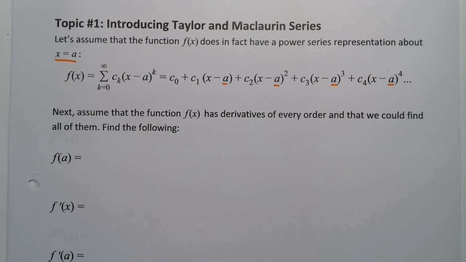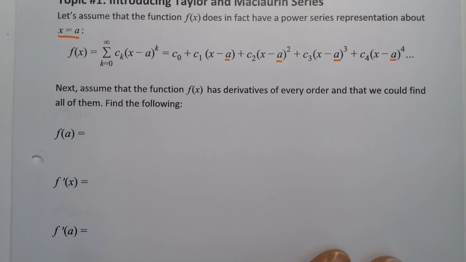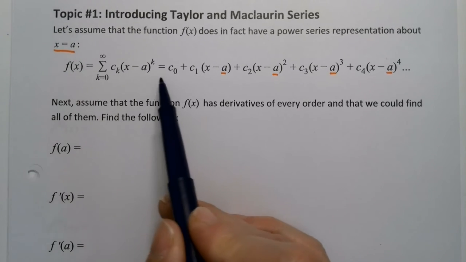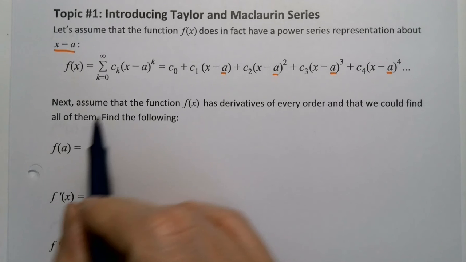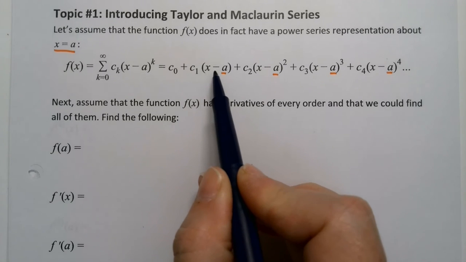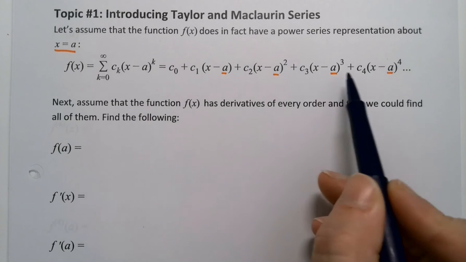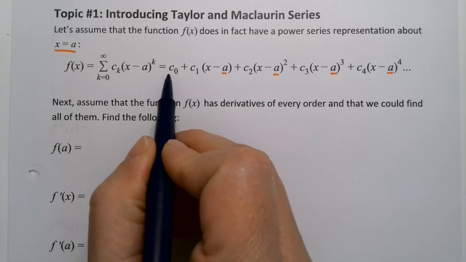All right, next assume that the function f of x has derivatives of every order, that we could find all of them. So for example, let's start off with the first one. f of a would mean that we put a into this function. If you put a in everywhere, this term is going to disappear because a minus a is 0. This term is going to disappear, and so on. So the only thing that won't disappear is c0.